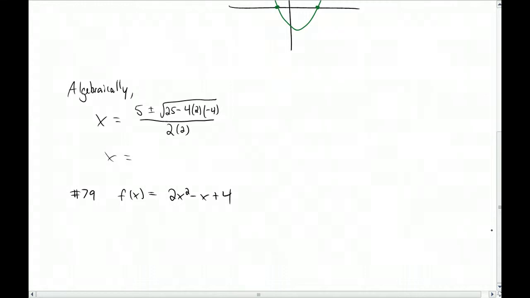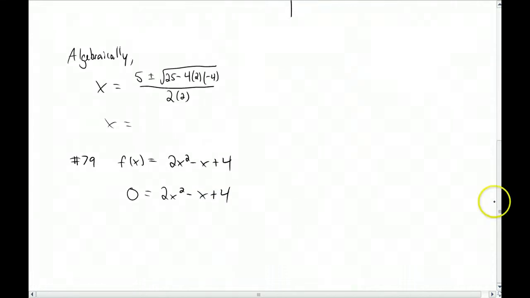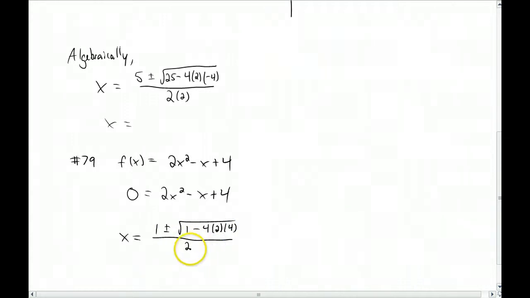Alright, so to find the zeros of a function, all you have to do is set the function equal to 0. And in this case, you're asked to solve this algebraically. So that means you have a quadratic and use the quadratic formula. So negative b, that's positive 1, plus or minus the square root of negative 1 squared, that's 1, minus 4ac, all over 2a, 2 times 2.